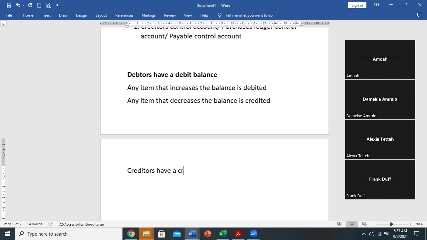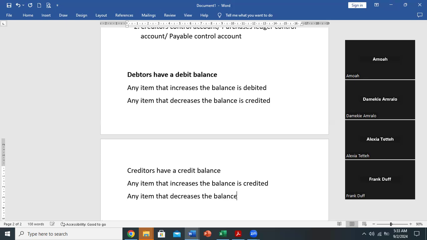Creditors have a credit balance. So any item that increases the balance is credited, and any item that decreases the balance is debited. As simple as that. So you always need to remember this principle. So now let's go back to the note and see how it rolls out.